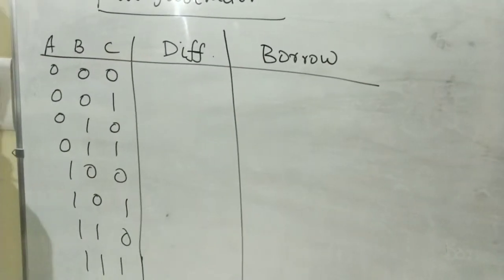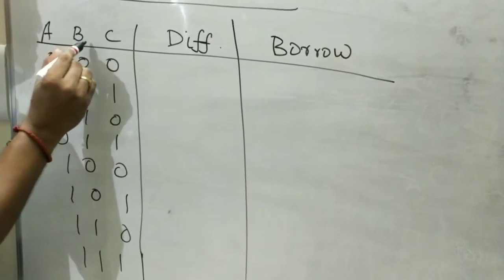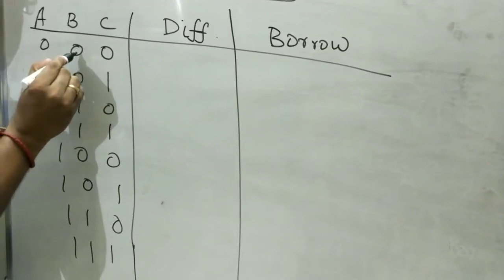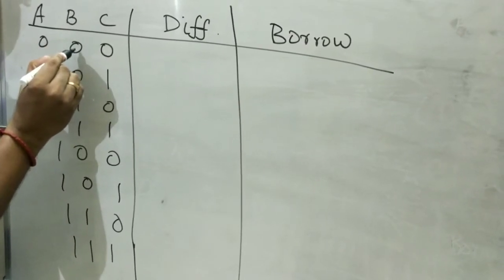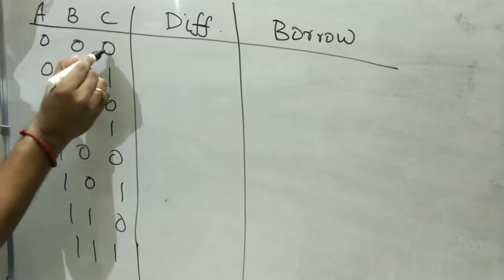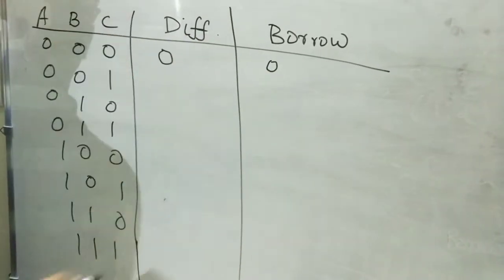Okay. Now we will perform. How to perform? We have to perform like A minus B minus C. So 0 minus 0 is 0. Then with the result of the difference, we need to subtract the other bit. So 0 minus 0 is 0. 0 minus 0 is 0. So difference is 0. Borrow is also 0.